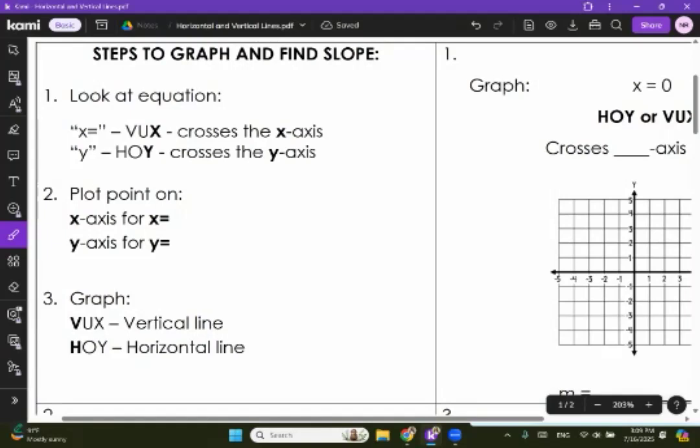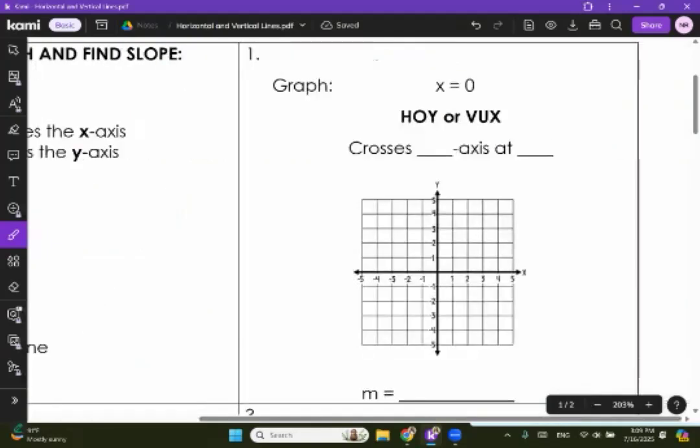Okay, so let's look at number one. You've got the steps there written. The first graph is x equals 0. I see an X in VUX, so that's the acronym that I'm going to use. That means it's going to cross the x-axis at the number 0. So I'm going to plot a point at 0. And the V in VUX stands for vertical line. Draw a vertical line going through that point. That is how you would graph that vertical line.